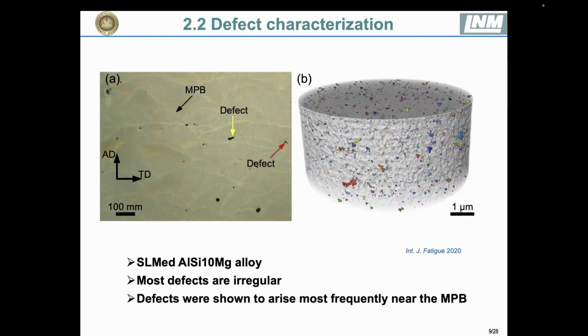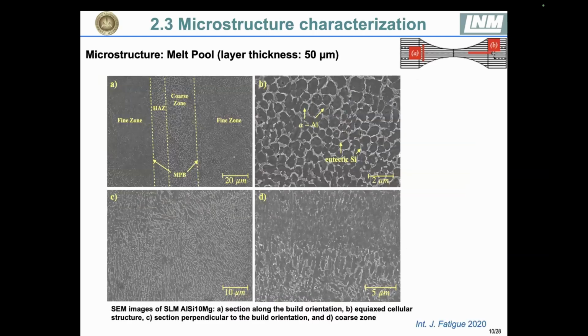From these two figures, we can clearly see the melt pool boundary structure, which is an anisotropic characteristic of this material. There are also different kinds of defects in this material, either at the border between melt pool boundaries or inside the material. From the CT analysis, we can see different shapes of defects, and most of them are irregular. Of course, this will have an effect on the fatigue life.